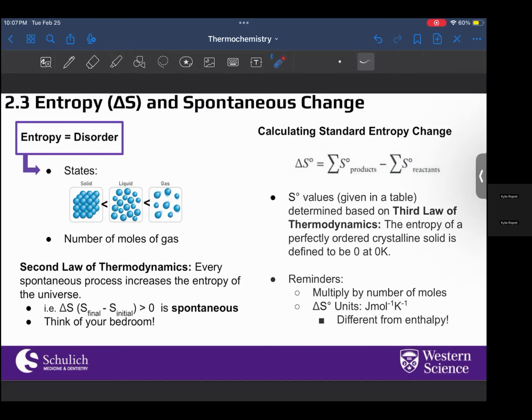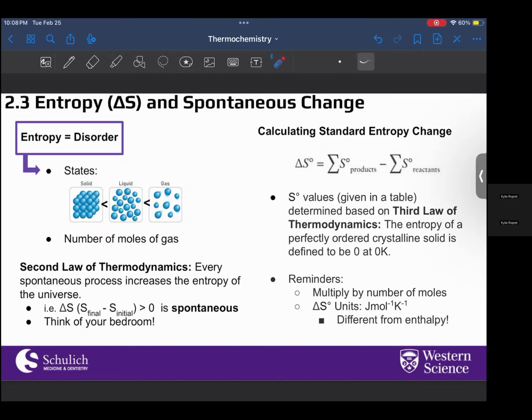So as an example, a solid has the lowest entropy, then a liquid, and then gas has the highest entropy. And that's just because of the way that the particles are arranged, which you can see in the picture here. And then with gases specifically, when you have more moles of gas, it is the same thing as having more disorder, so higher entropy. But we'll talk about this a bit more when I do the practice question in a few moments.